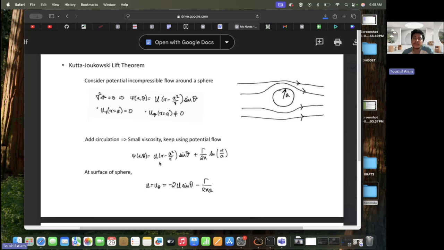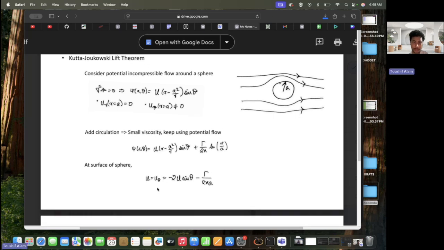On the surface of the sphere, where r is equal to a, we get u equal to u_theta, and this will be gamma by 2 pi a, right?